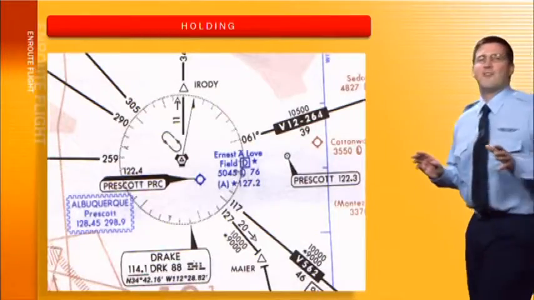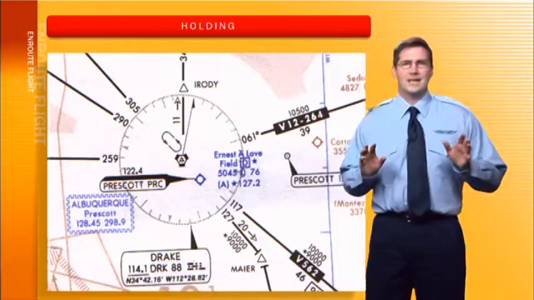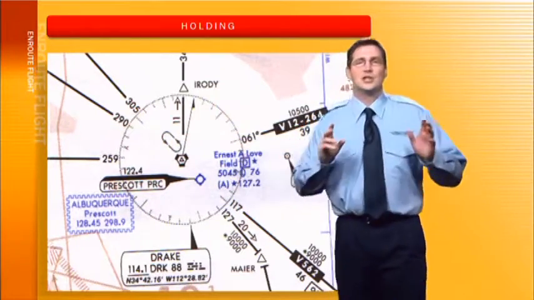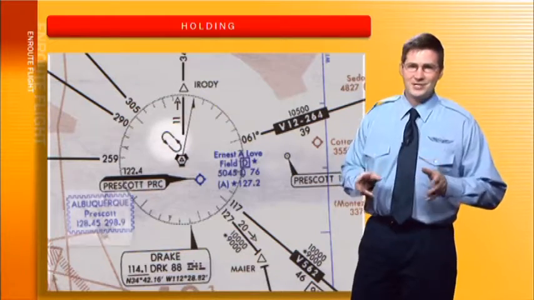Here's a typical IFR low altitude en route chart, and this little symbol is a holding pattern. You can see it right here. Let's look a little closer. It actually looks like a racetrack, doesn't it?